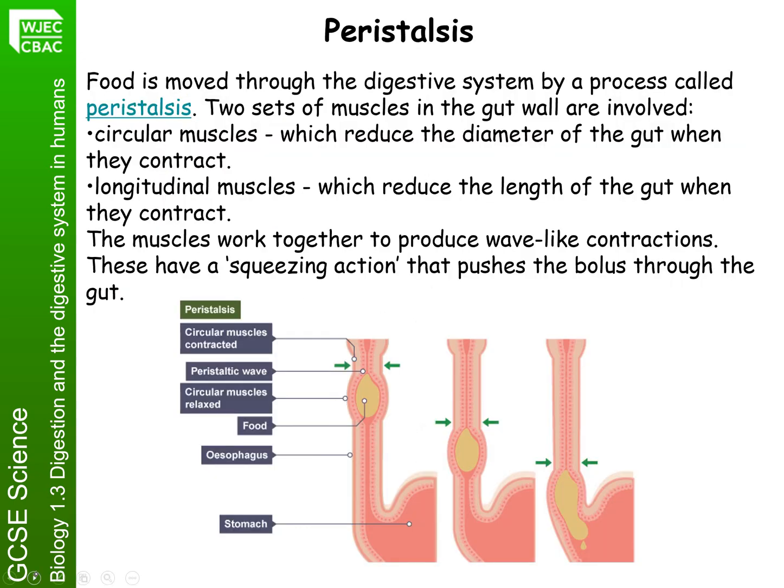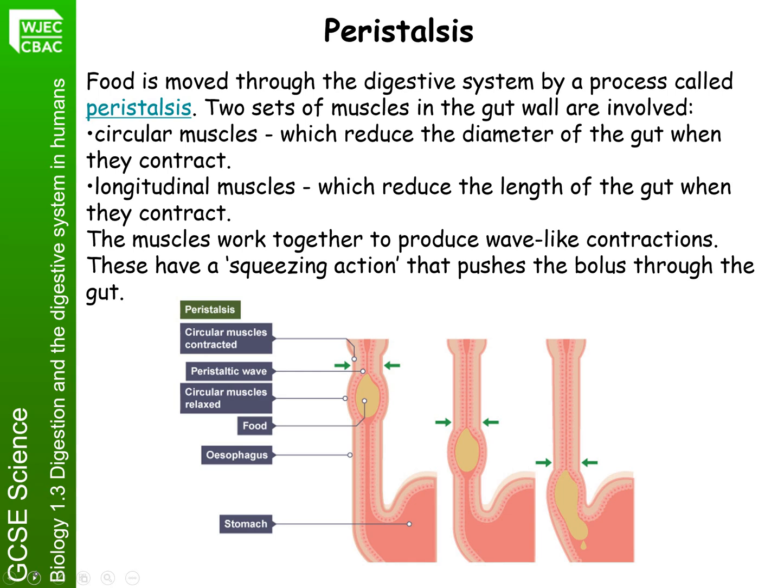I'd like you to stay on that page where we've just done that activity, because we've got some space down there at the bottom. In that space, we're just going to make some little notes about this process called peristalsis. So food is moved through your digestive system by this process. So you need to be able to explain how this works. Food is moved through the digestive system by peristalsis. It involves muscles in the gut wall pushing the food along.